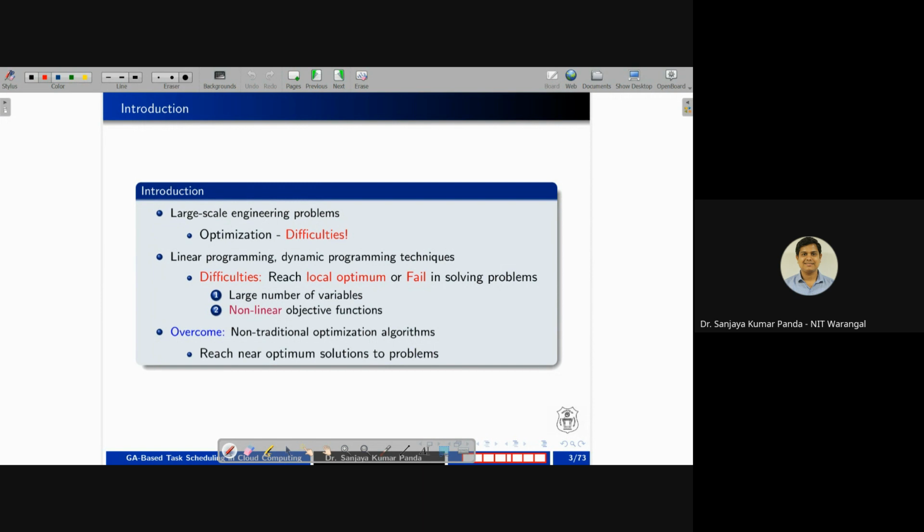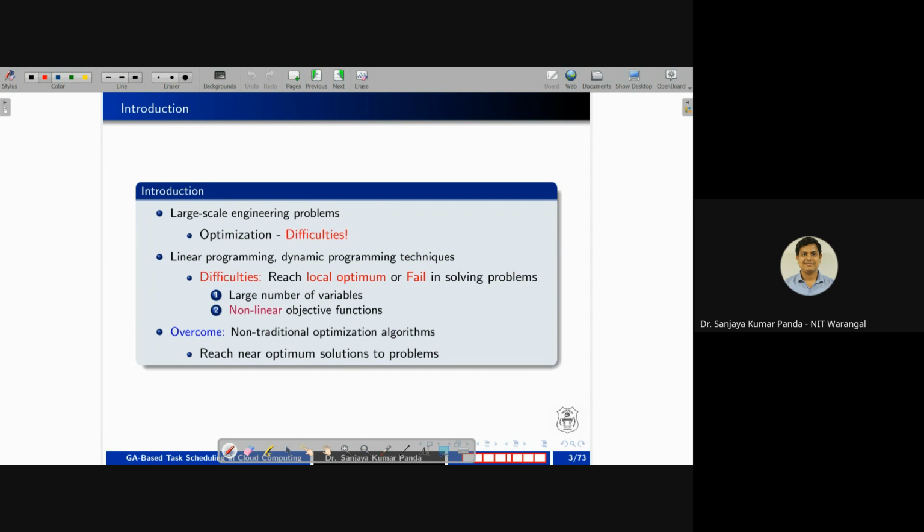So in order to avoid these problems with the traditional technique, we come up with various non-traditional optimization algorithms. And sometimes we refer to these non-traditional optimization algorithms as meta-heuristic approaches, or we call them soft computing approaches. So if you apply a meta-heuristic like genetic algorithm, in a later section we are going to discuss TLBO, Jaya algorithm and particle swarm optimization.